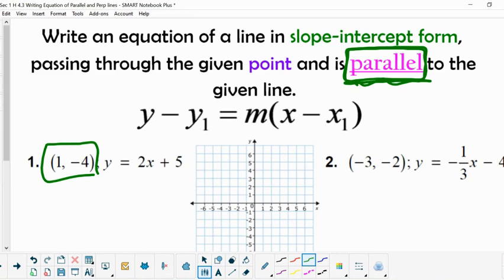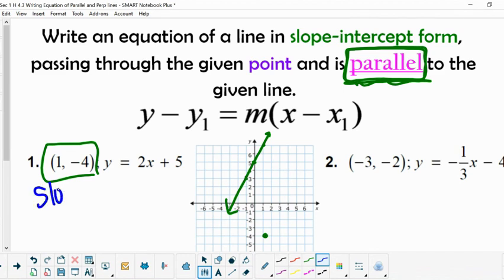So they're saying, okay, here's a line, y equals 2x plus 5, which would be right about here. And they want you to write an equation that goes through (1, negative 4), and is parallel. So it's got to run side by side. So it's a whole different line. It's going to be parallel to this one. So we've got our point. We just need to know the slope.